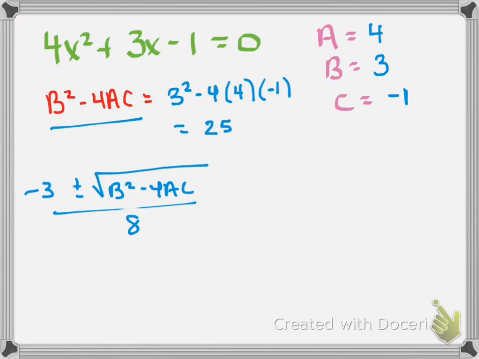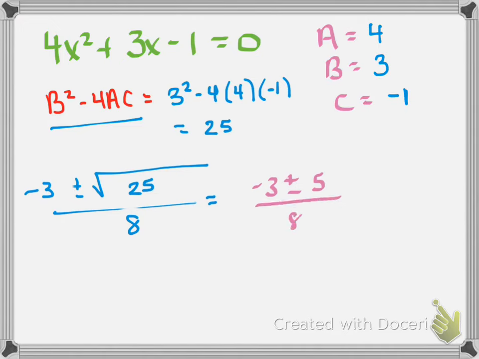Okay, so now what I'm going to do is I'm going to put this in right here. That really is a 25 right here. Okay, so now this is pretty much our answer. We just have to simplify it up a little bit. So we have negative 3 plus and minus the square root of 25 is 5, and this is all over 8.